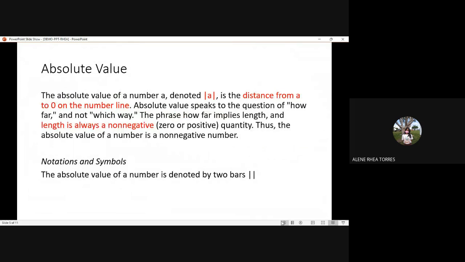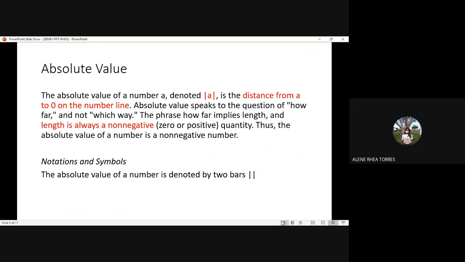Okay, the absolute value of a number, so yung number natin is number a, denoted as bar, number, bar, or ang tawag natin na the absolute value of number a, or atong example ganina, number 3. So the absolute value of number 3 is the distance from 3 to 0 or 0 to 3 on the number line. So ang absolute value, wala siya nag-mind kung asa ka padulong, nag-mind siya kung how far, unsa siya kalayo. So ihapon lang jud nimo siya kung unsa siya kalayo, that's it. That is the absolute value.